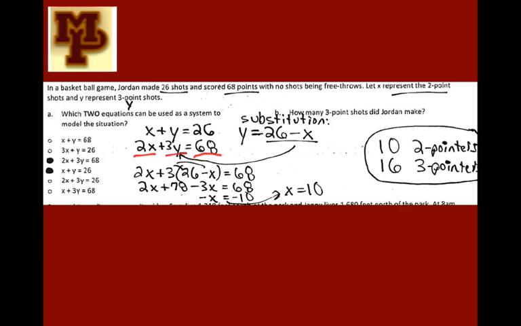So the top equation, I solved it for y equals 26 minus x, similar to what we were doing today in the systems, and then take that amount and plug it into the bottom equation for the y, and then distribute and combine your like terms, and you end up with x equals 10. 10 is the number of 2-point shots, and then you can plug in your 10 right there to see what the y value is, and it's 16 3-point shots. And check it to make sure that that actually gets you the right number of points, and it does.